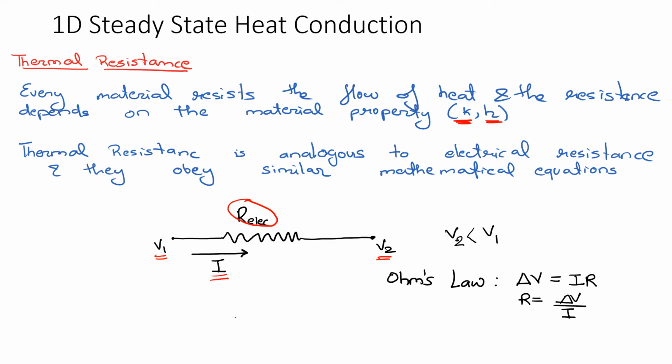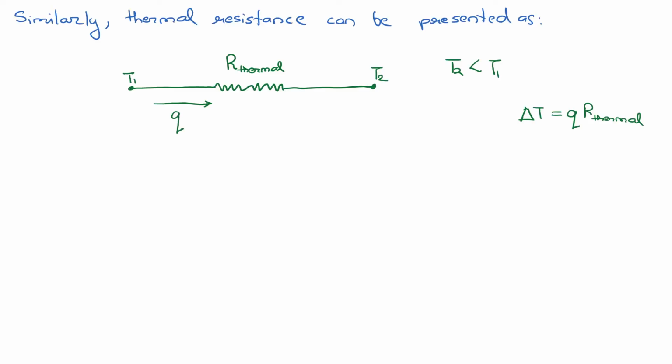So electric current is flowing from a higher potential to a lower potential, and it is resisted by a resistance R. And Ohm's law states that the voltage difference is equal to the product of the electric current and the resistance offered, or the resistance here is equal to the potential difference over the electric current. In a similar way, we can represent thermal resistances as well.